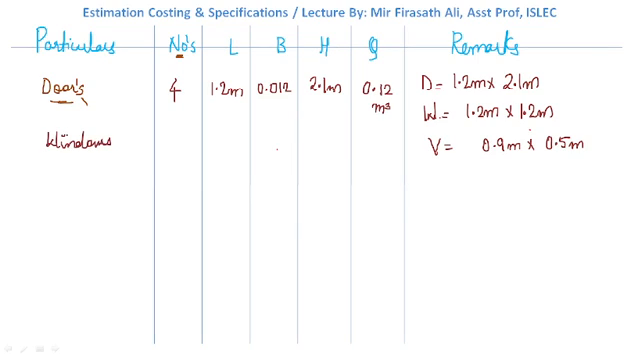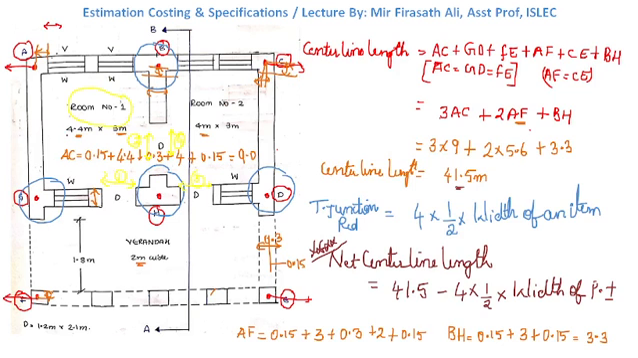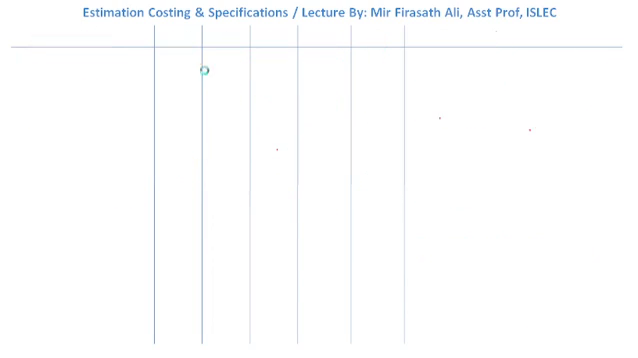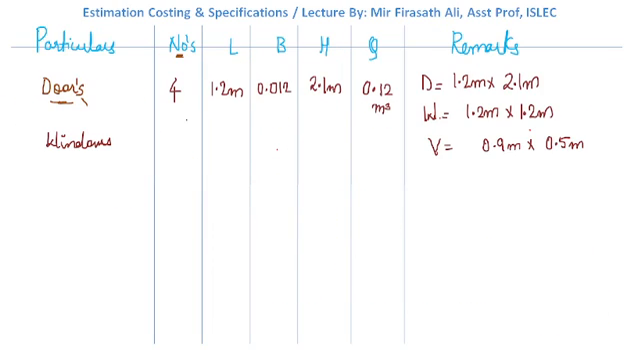Okay. The next, let us talk about windows. Again, what we need to do? We need to look for how many faces of windows are there in each room. So, this is the first face, W1, W2, W3, W4, W5, W6. So, we need to deduct 6 faces of windows. Let us write the dimensions: 1.2 into 1.2 into 0.012.